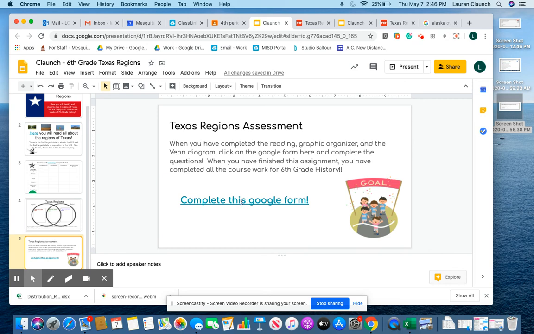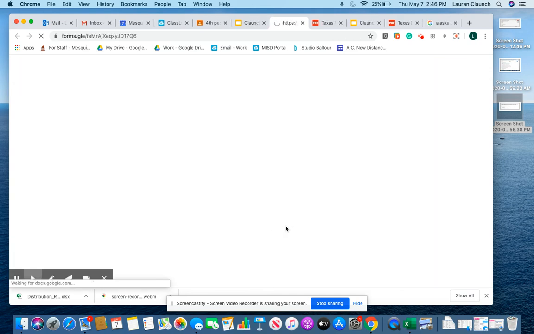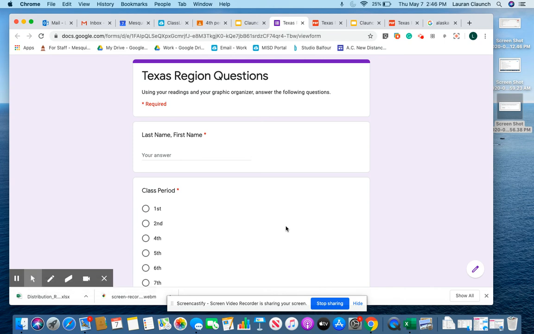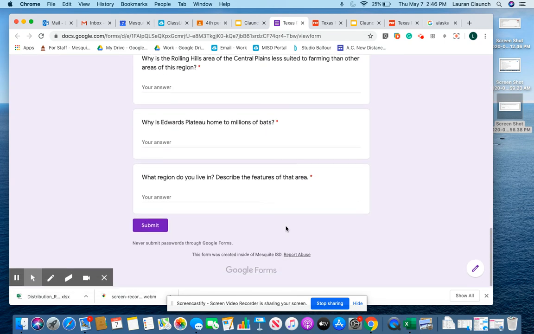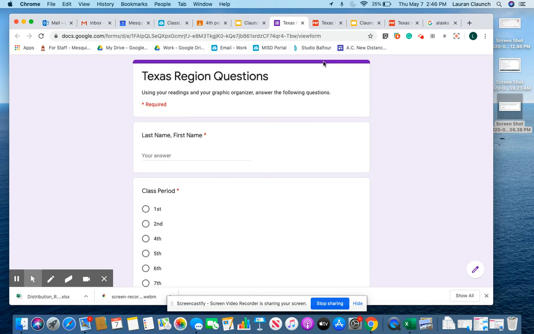Then on Thursday and Friday, you have to complete this Google form. Texas Regions assignment. When you've completed the reading, the graphic organizer, and the Venn diagram, click on the Google form below and complete the questions. When you have finished this assignment, you have completed all the coursework for Texas history or 6th grade history. So here is this Google form. It has 10 questions, and it'll all come from the reading, and you will answer them all and then hit submit. And then you're done.